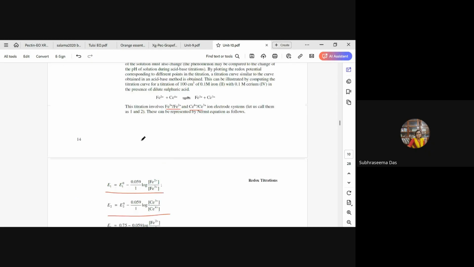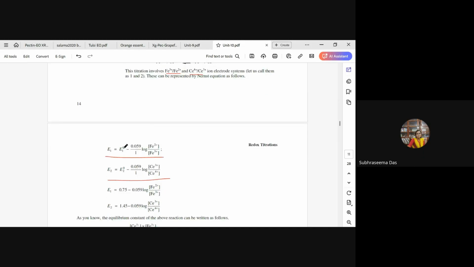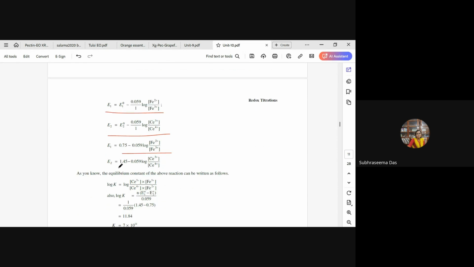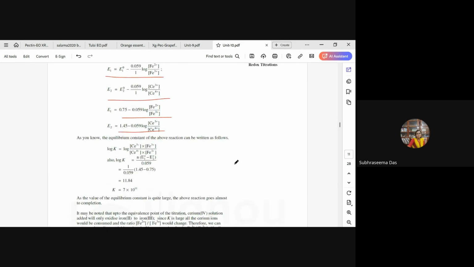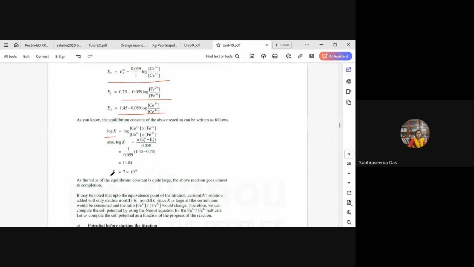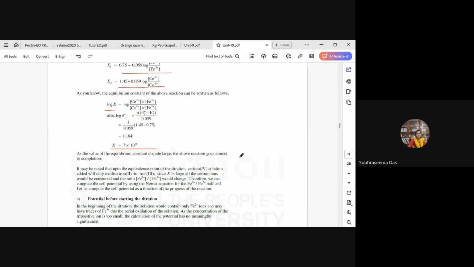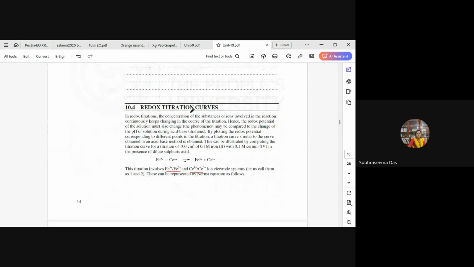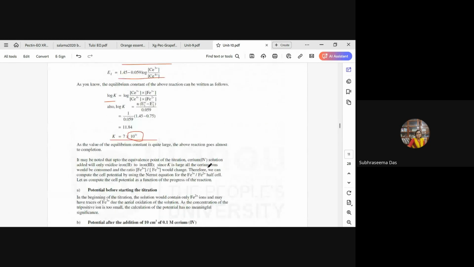Then we substitute the value of E0 that is given here, and we can find that this is the correct expression for E1 and this is the expression for E2. Now we know the equilibrium constant for both reactions in terms of log K can be given by this formula. Putting all the values together, we find the value of K to be 7 into 10 to the power 11. So as the value of K is very high, of the order of 10 to the power 11, we can say that this reaction goes almost to completion. So this is how we can find the redox titration potential.